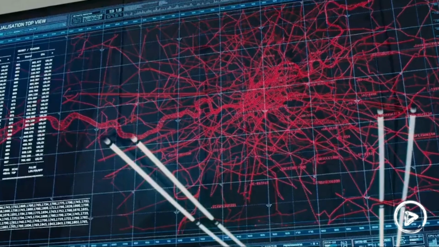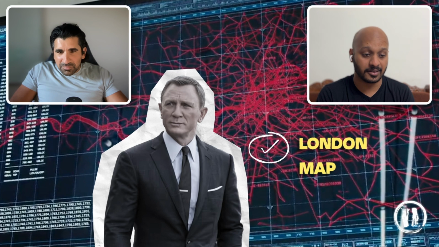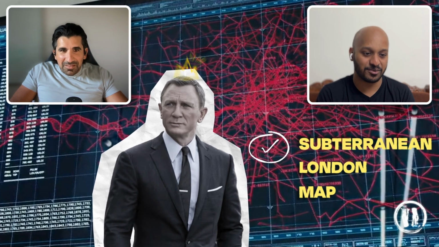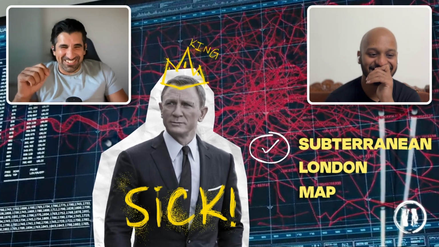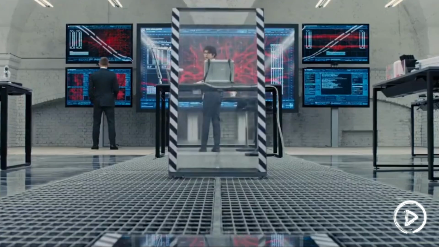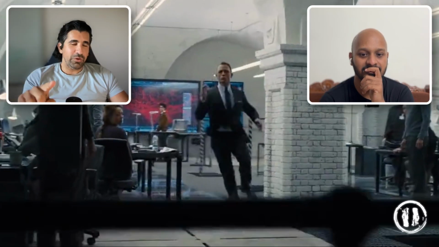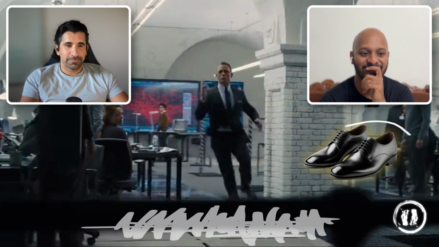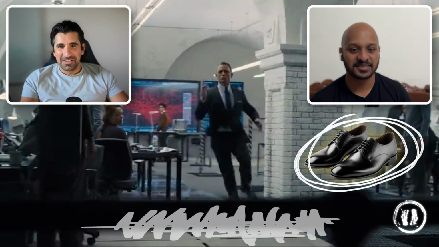It's London. Subterranean London. Not only does he identify that this is a London map, he identifies that this is a subterranean map of London. That's so true. What's going on? He's wearing dress shoes on a slippery floor. Not IT related.